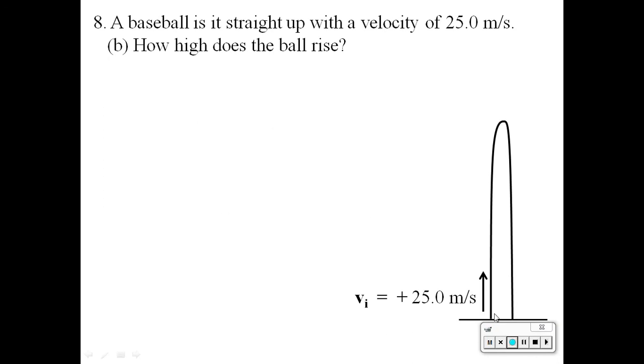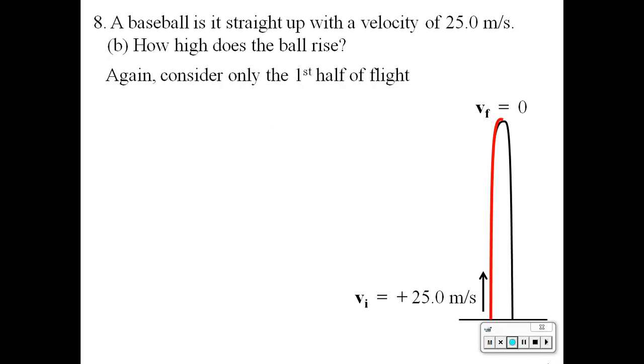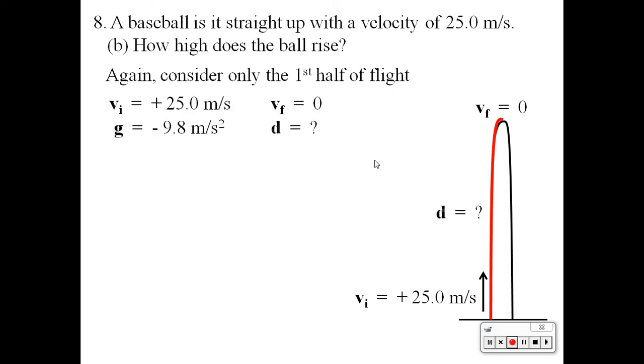Second question is, how high does the ball rise? Again, we're going to consider only the first half of the flight, since that's the only time that the ball is rising. We want the vertical displacement. Here's our data table. Initial velocity positive 25. Again, the final velocity is 0. There's g, and g is what we want.